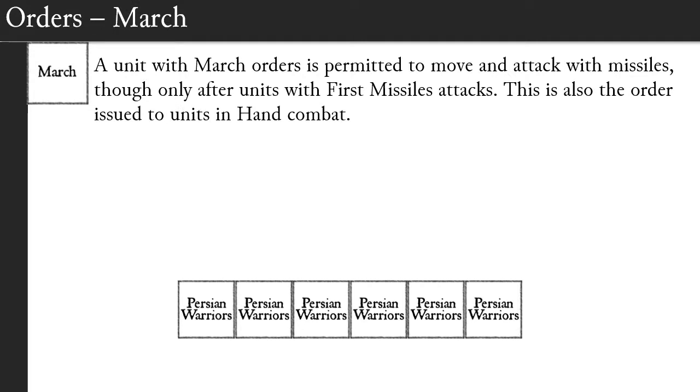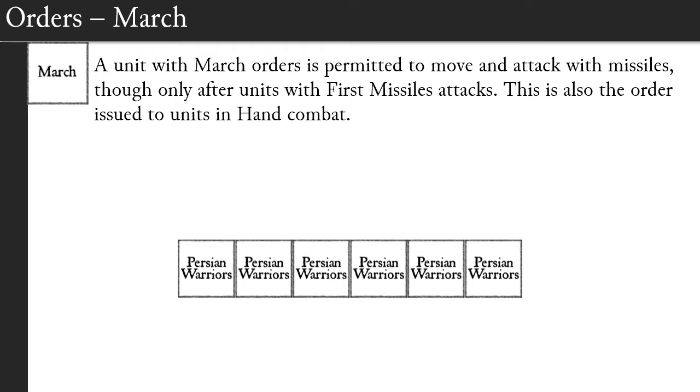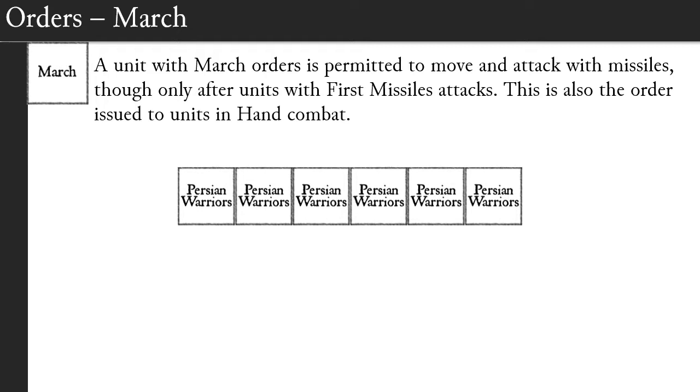The next order we'll cover is the march order. The march order permits units to move and attack, including with missile weapons. Though units that attack with missile weapons on march orders cast their missiles after those with first missiles. So again, we'll cover that a bit more in the turn sequence. This is the order you would want to give if you want a unit to move at its ordinary or quick pace.